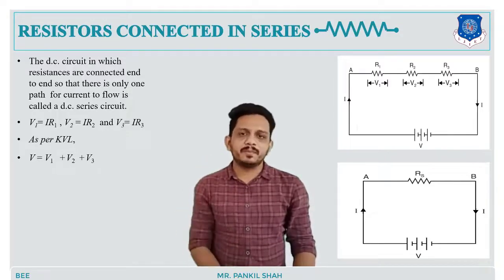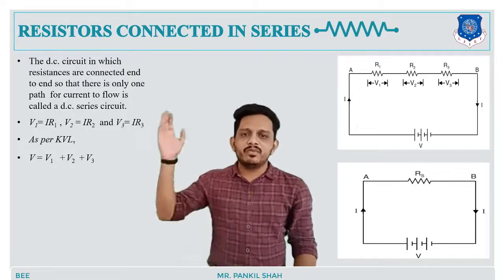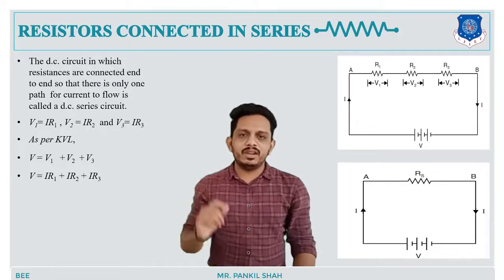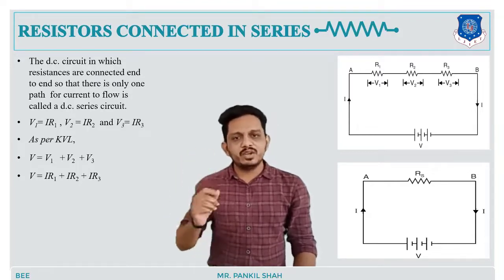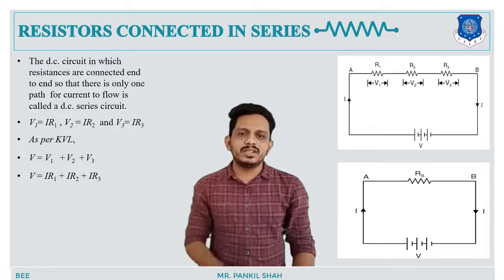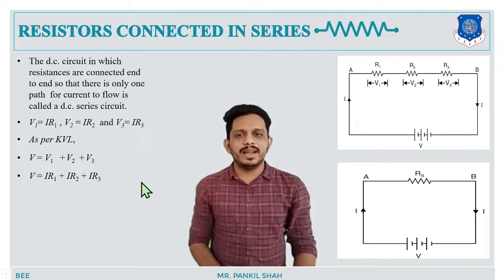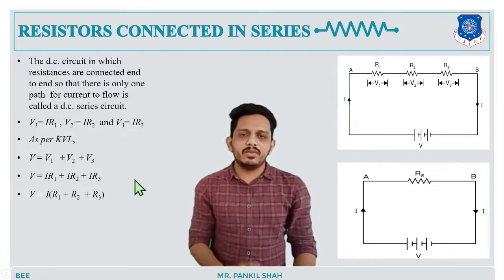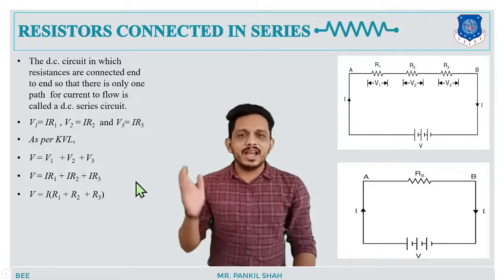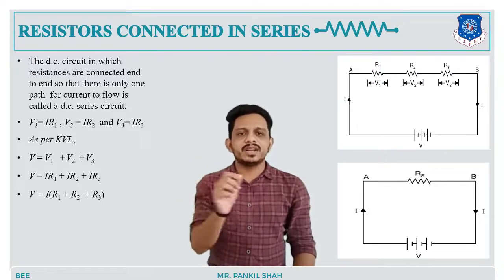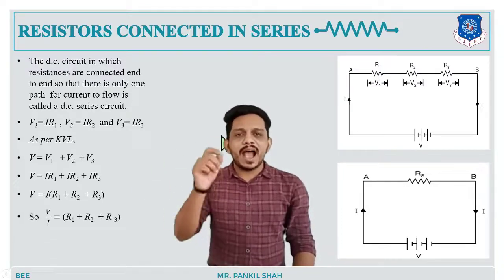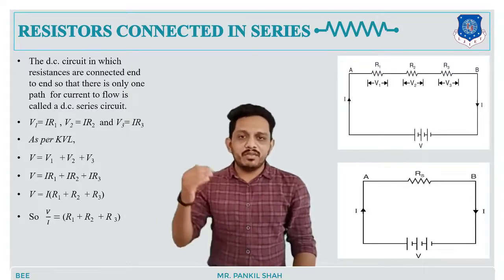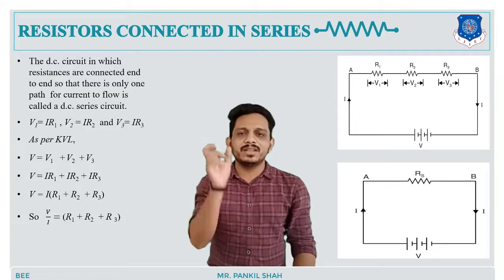Now let's put the equations of V1, V2, V3 from the above. V1 is equal to IR1, V2 is equal to IR2, and V3 is equal to IR3, and the equation will be like this. If we take I as common from these terms, then I, and in brackets R1 plus R2 plus R3. If we take I to the left hand side, then V by I is equal to R1 plus R2 plus R3.